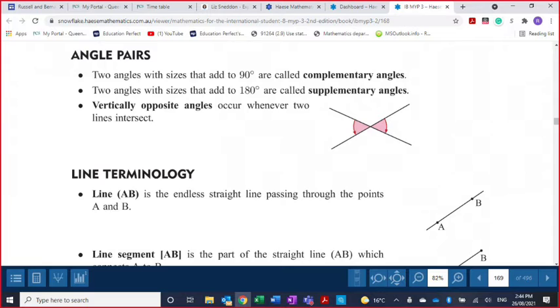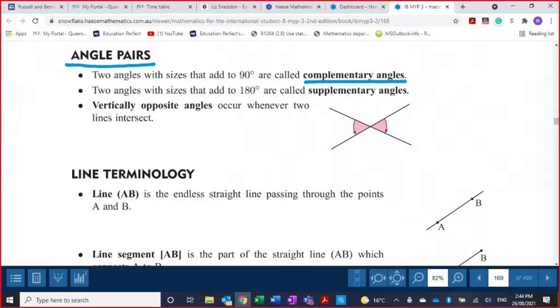So the first thing we want to talk about is something called angle pairs. Now, angle pairs means you have two angles, and there are specific ideas about them that you need to be familiar with. And you've seen these before probably in the past, but we need to make sure that you remember them. And the first one is we're going to talk about what are called complementary angles.